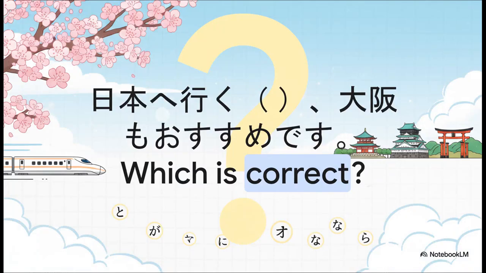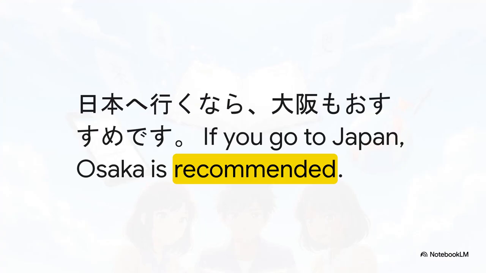Let's try one more. We need to pick the right conditional particle for a travel recommendation here. Nihon e iku blank Osaka mo osusume desu. A. Temo. B. Nara. Or C. Nakute. Which one seamlessly links the trip to the recommendation? And the correct answer is B. Nihon e iku nara Osaka mo osusume desu.